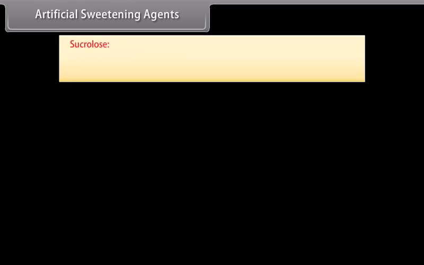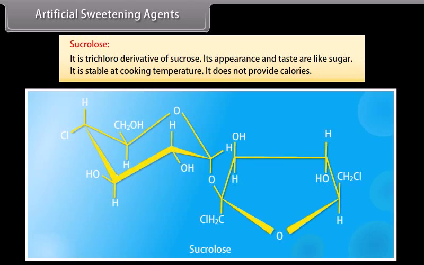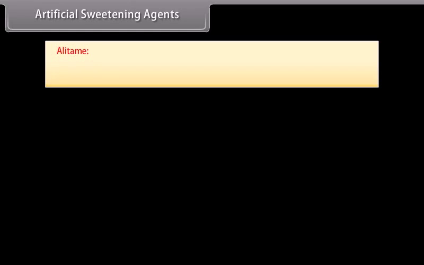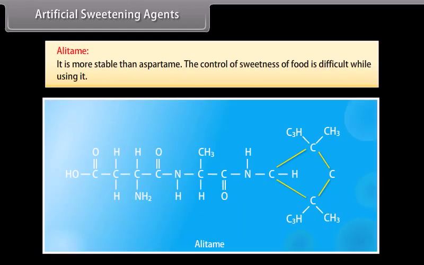Sucralose. It is a trichloro-derivative of sucrose. Its appearance and taste are like sugar. It is stable at cooking temperature. It does not provide calories. Alitame. It is more stable than aspartame. The control of sweetness of food is difficult while using it.